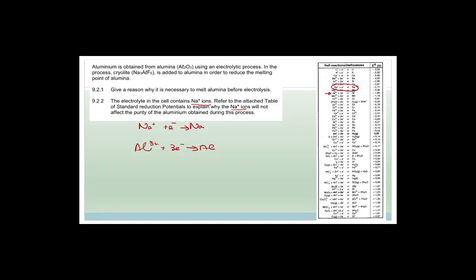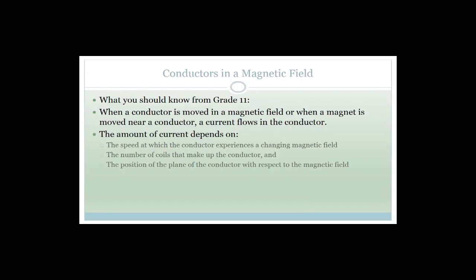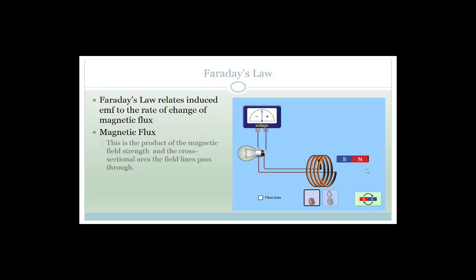Okay. Right, let's talk electrodynamics. So what do you know, or what should you know from grade 11? First of all, when a conductor is moved in a magnetic field, or when a magnet is moved near a conductor, current flows in that conductor. The amount of current depends on the speed at which the conductor experiences a changing magnetic field, the number of coils that make up the conductor, and the position of the plane of the conductor with respect to the magnetic field. So Faraday's law kind of explained this.